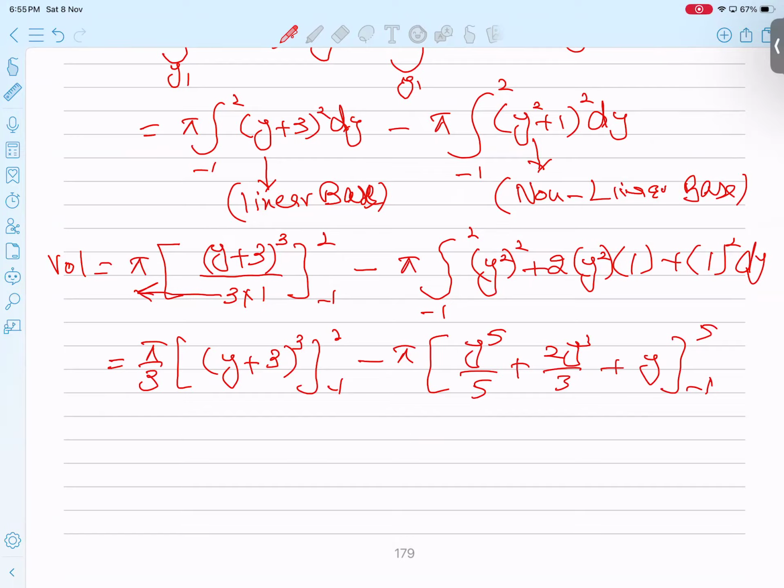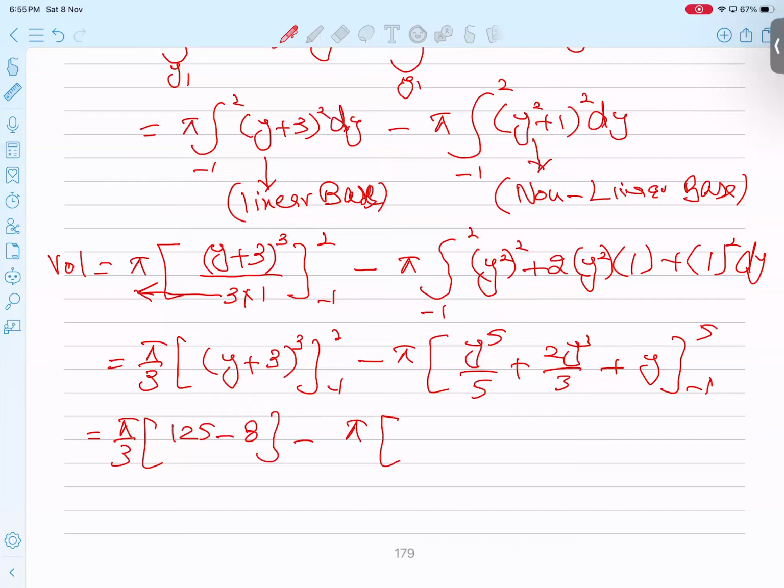Sorry for that. This is a positive. Okay. This part is very, very clear. Now I'm going to plug in the limits. So when I plug in the limits, students, here is what I will get. When I plug in 2, 2 plus 3 is 5. 5 to the power 3 is 125. And when I plug in minus 1 here, I get 2, and 2 to the power 3 is 8. So this is done. Now let's apply the other one.